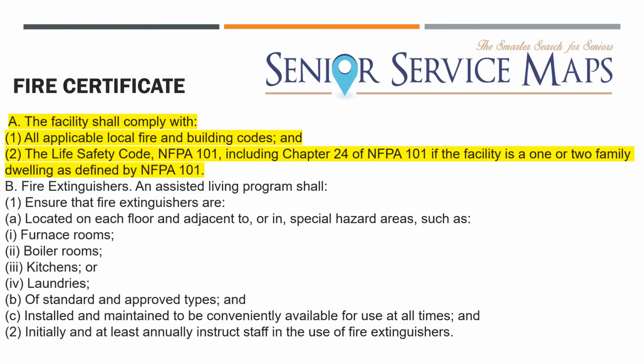A fire certificate as well. You have to have a fire certificate posted on the wall. I would have that on the same board as the license and the other documents. You have to have a fire inspection. Some states are annually, some states are every 2 years. You have to get it renewed, but you have to have an up-to-date fire inspection that's posted on your wall as well.